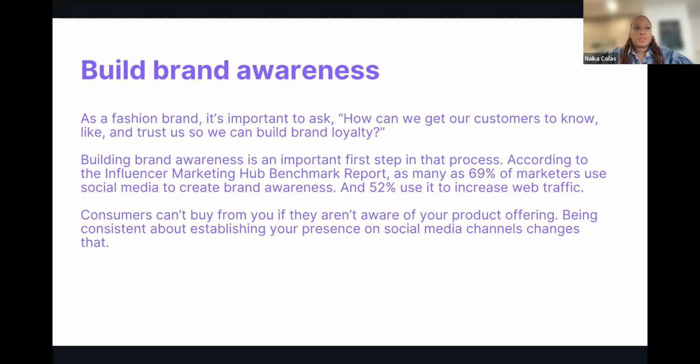So the fact is consumers can't really buy from you if they aren't aware of the product you're offering, right? And maybe they think that you only have women's wear to offer, but you have kids wear, you have shoes, and you have accessories. So that's why you're using social media, and that's why they need to be conscious of what the brand is actually offering.